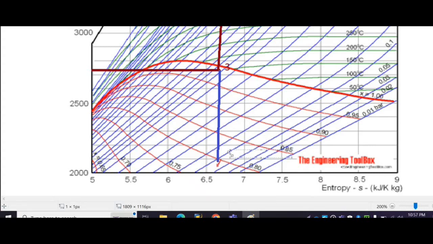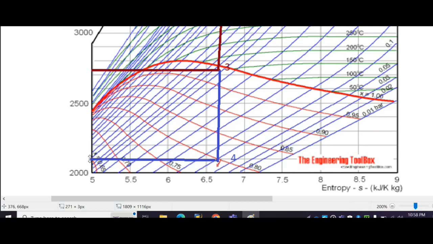So I will mention here, this is point 4, and we have to find out what is the enthalpy at this point. So again we will draw one horizontal line from this point, and what is the value? That is 2,150 kilojoule per kilogram. So enthalpy at point 4, that is H4, and we have to note down this value. So in this way, from this Mollier diagram we get the value of H2, H3 and H4.